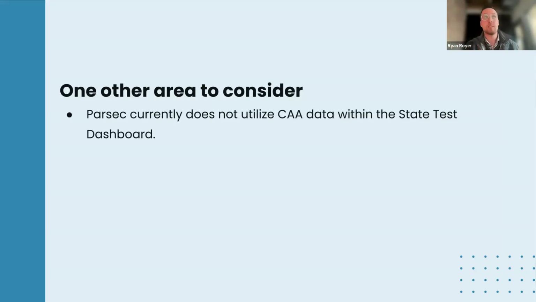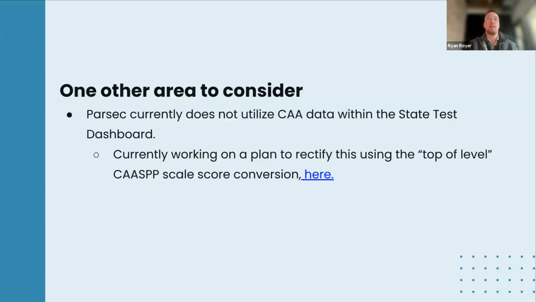Here's one other area to consider. I already talked about this. Parsec currently does not utilize California alternative assessment data within the state test dashboard. We are currently working on a plan to rectify this using the top of level CAASPP scale score conversions. And I actually have those conversions. If any of you would like them, just let us know in the chat and I will send them over to you if you're interested in what those conversions look like. It's super simple, but it's by grade level, by CAA tier, performance level.